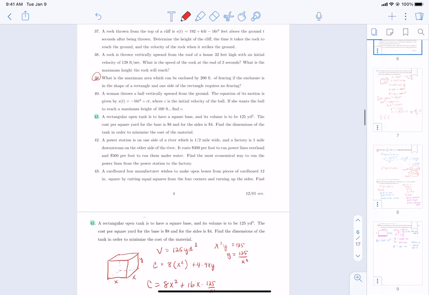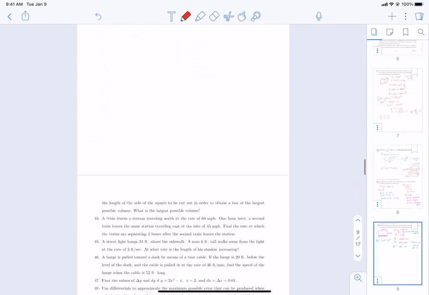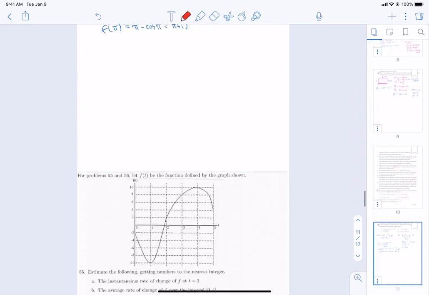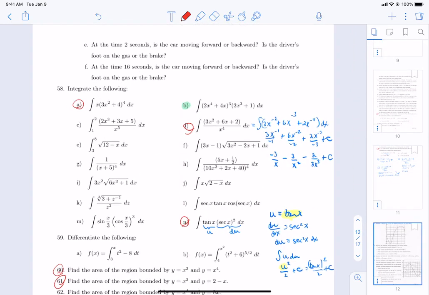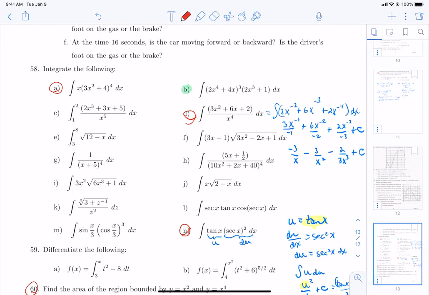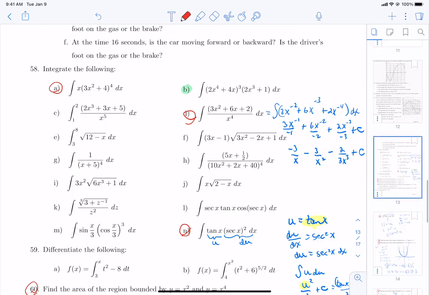Okay. What did I want to do next? Let's see here. Let's do some more integration. Let's do 58b. So let me get some paper here.